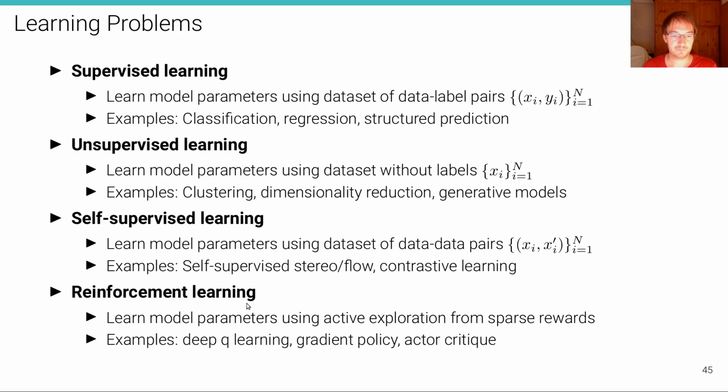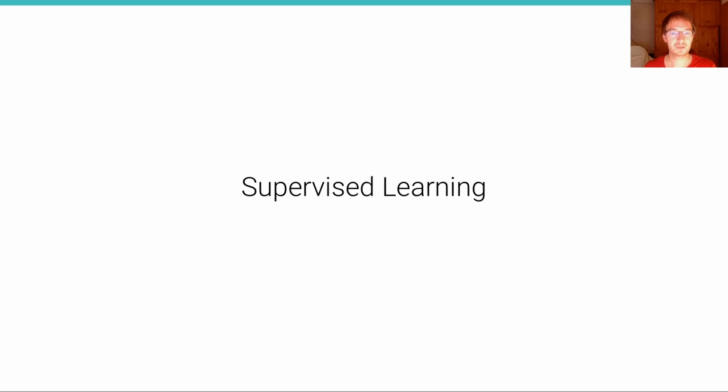And finally, in reinforcement learning, we learn a model using active exploration from sparse rewards instead of a fixed dataset. So we have an agent interacting with an environment. Examples include deep Q learning, policy gradient, and actor-critic. In this lecture, we'll cover the first three learning problems. So let's start with the supervised learning problem.